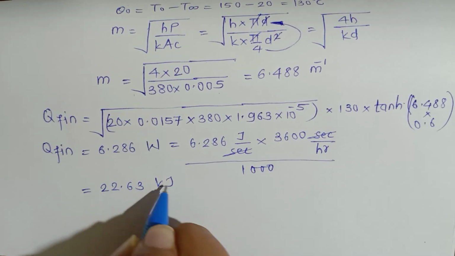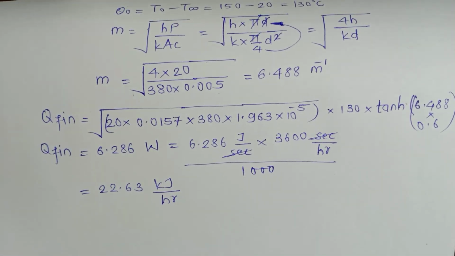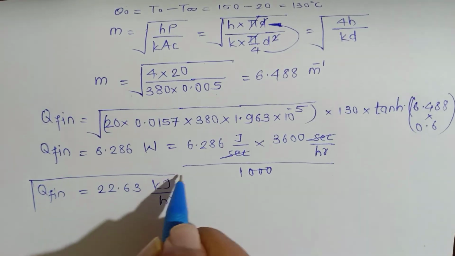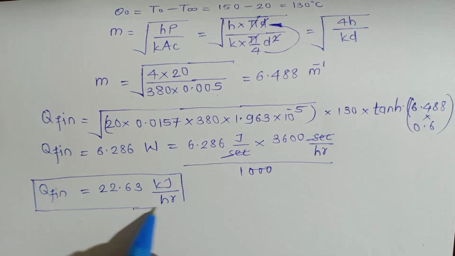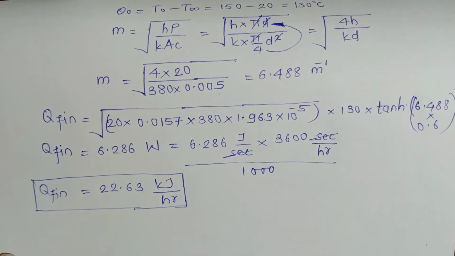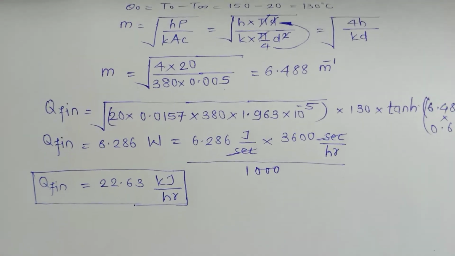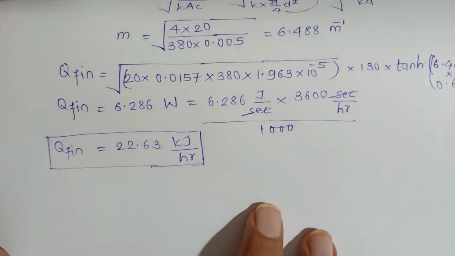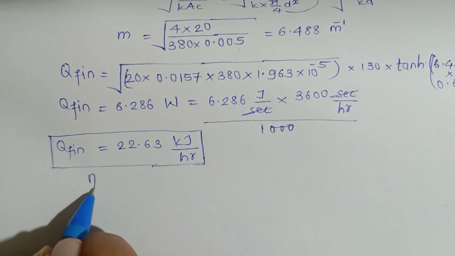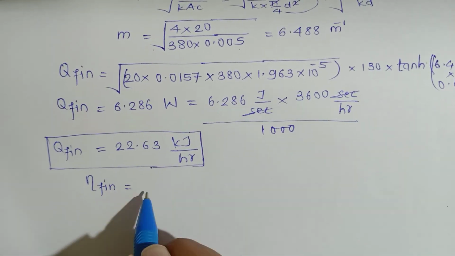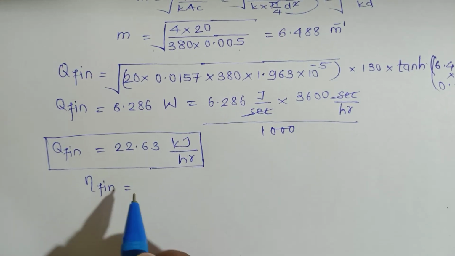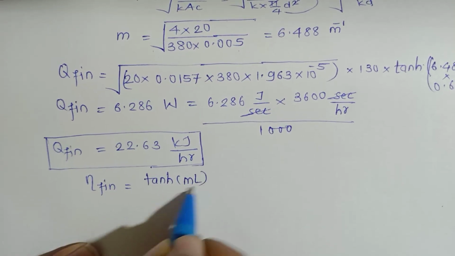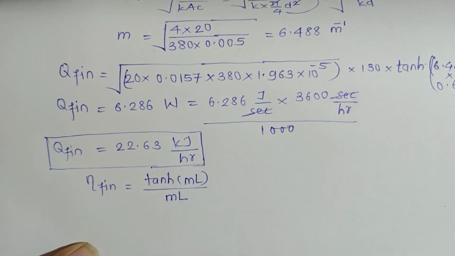22.63 kilojoule per hour is the rate of heat transfer which is taking place from this fin of 5 mm diameter and 600 mm length. That's your first answer. And then there is the next answer. Because you already have m, so the next answer will not take much time. So in this next step you need to find out the efficiency. So efficiency of the fin, because it is an insulated tip fin, will be hyperbolic tan of ml divided by ml.